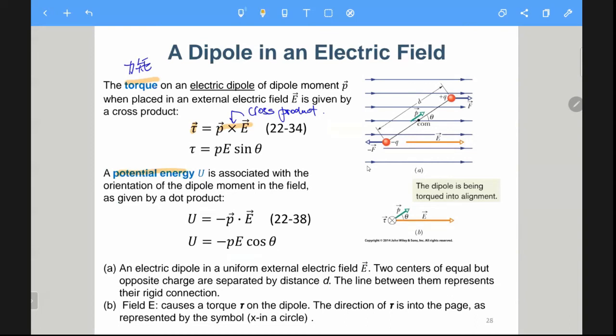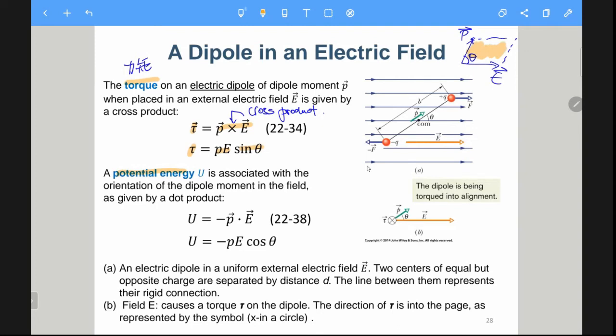So far you only need to know that if we only need to calculate the magnitude of the cross product, it is something like PE times the sine of theta. P is a vector, E is another vector, and theta is the angle between these two vectors. P cross E is somehow like the area of this parallelogram.